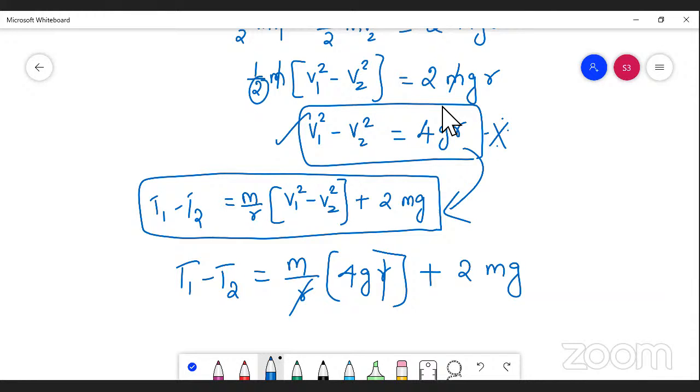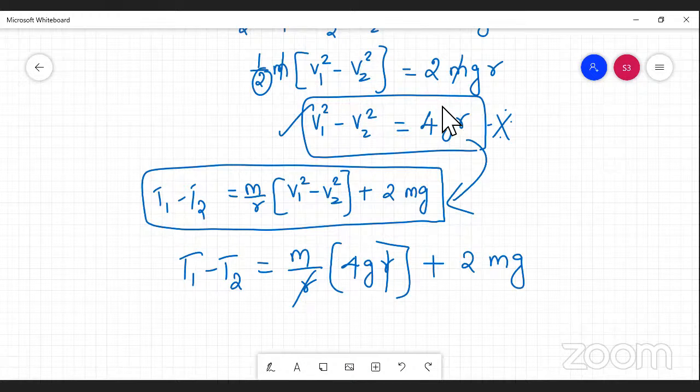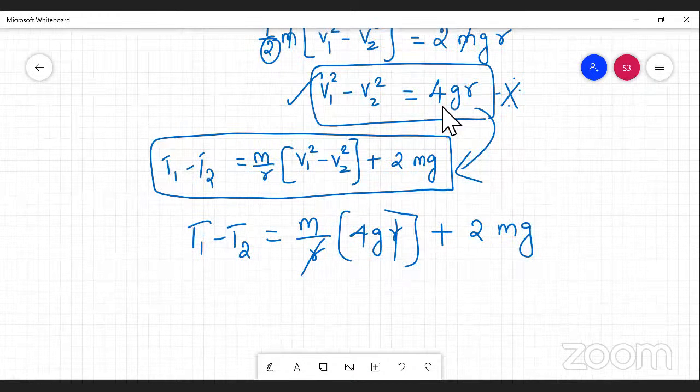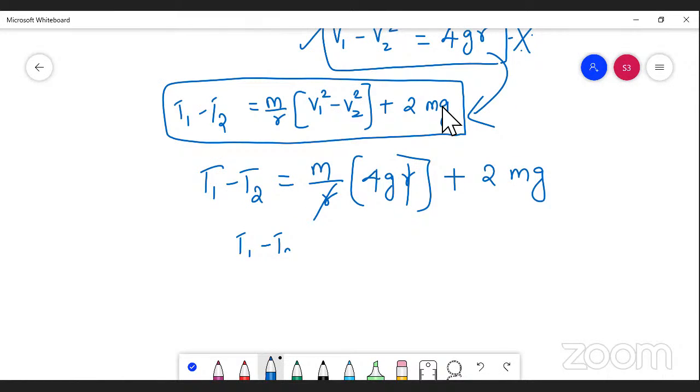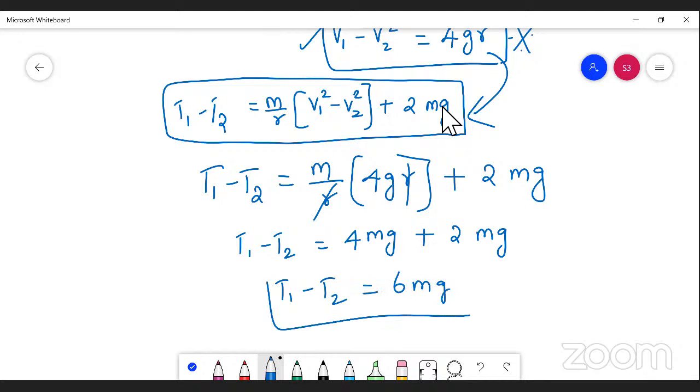The r value cancels. Remaining: 4mg plus 2mg, so the total value is equal to 6mg. The difference in tension is equal to 6mg. Another important equation: the difference between the two tensions, the lowest point and the highest point tension, is equal to 6mg.